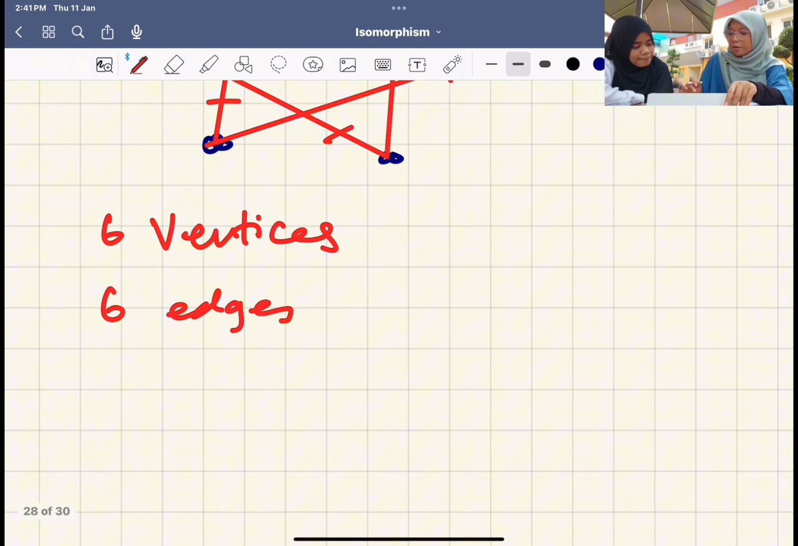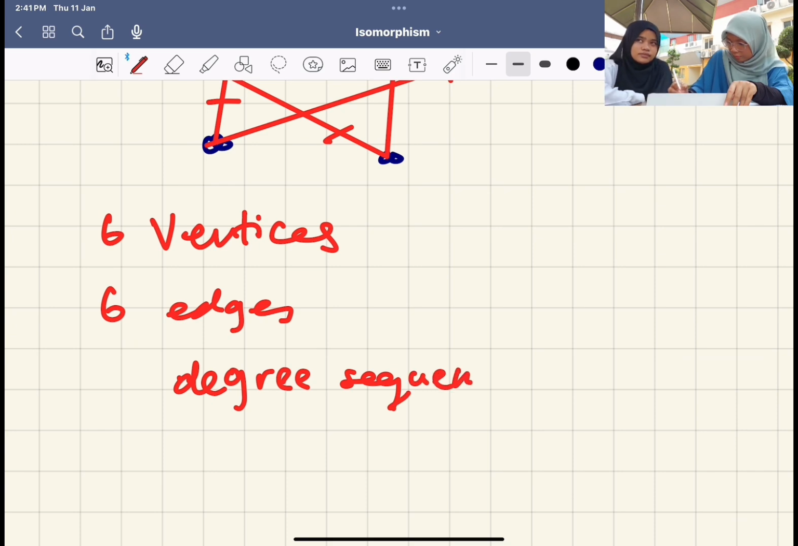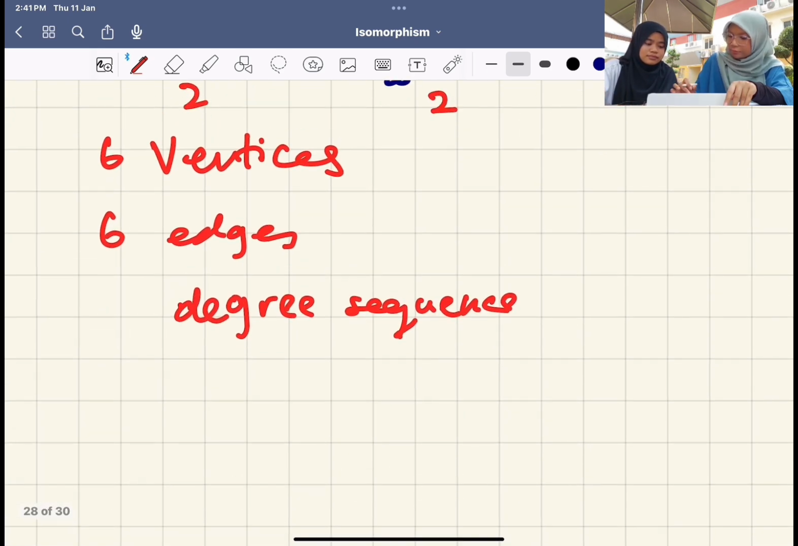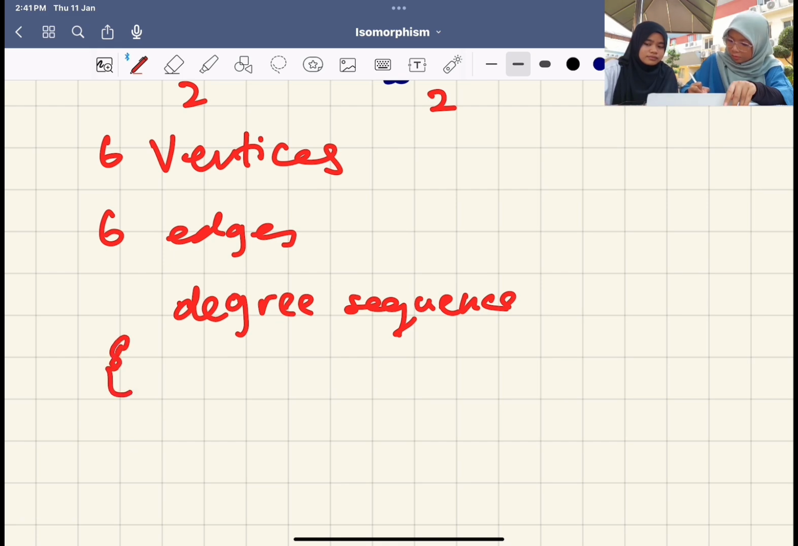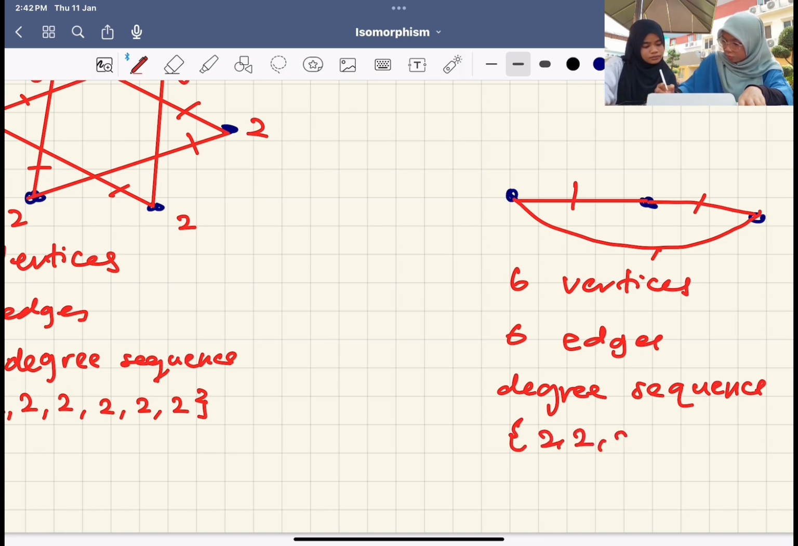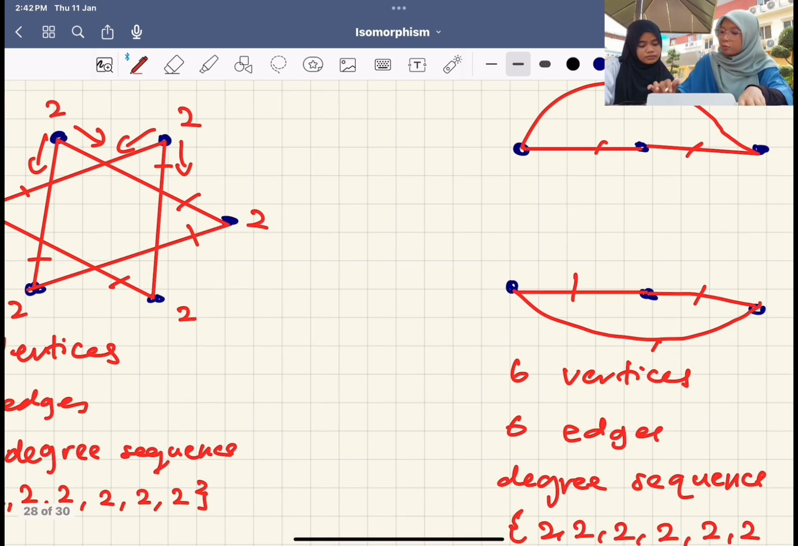So how about the degree sequence? This one, we have these 2. It's also 2. These 2, these 2, these 2, and this 2. So I have 2, 2, 2, 2, 2, 2, for 6 times, as we have 6 vertices. The same goes for this one. 2, 2, 2, 2, 2, 2.